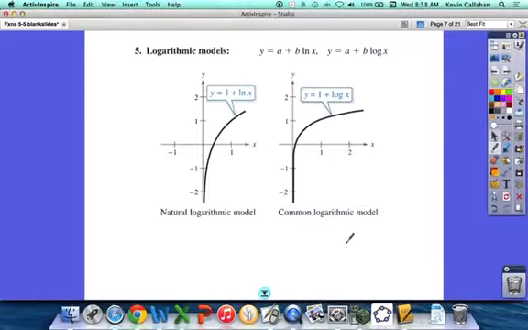In the homework problems they give us in this section, there's almost nothing that's logarithmic. Everything is exponential.